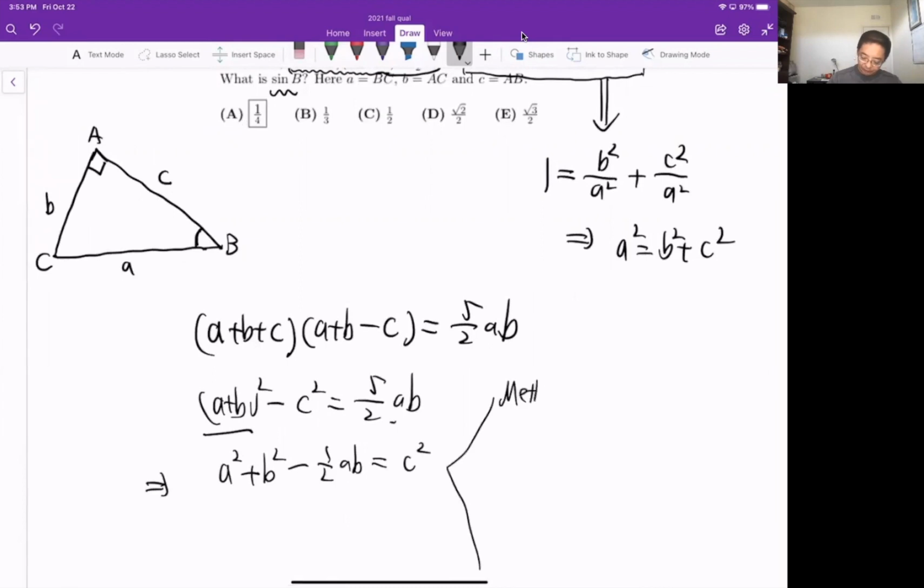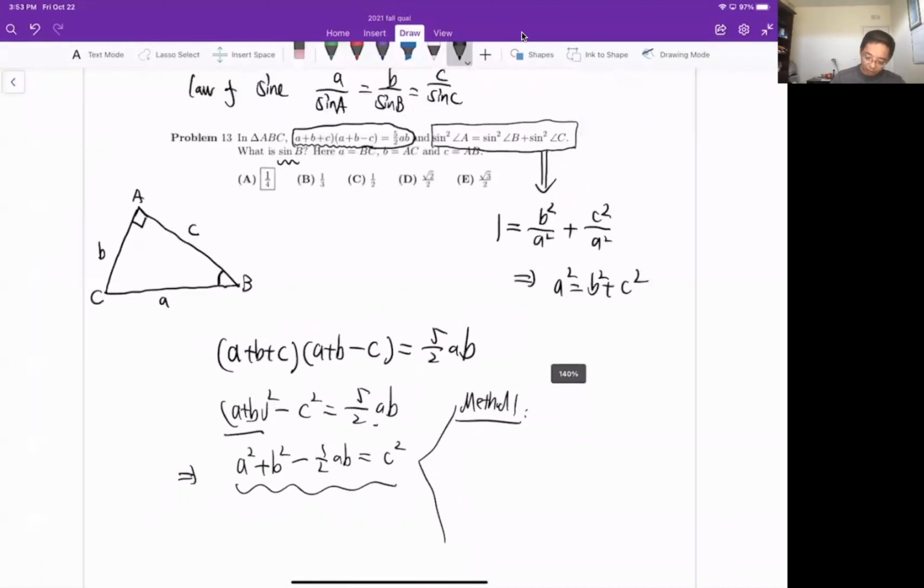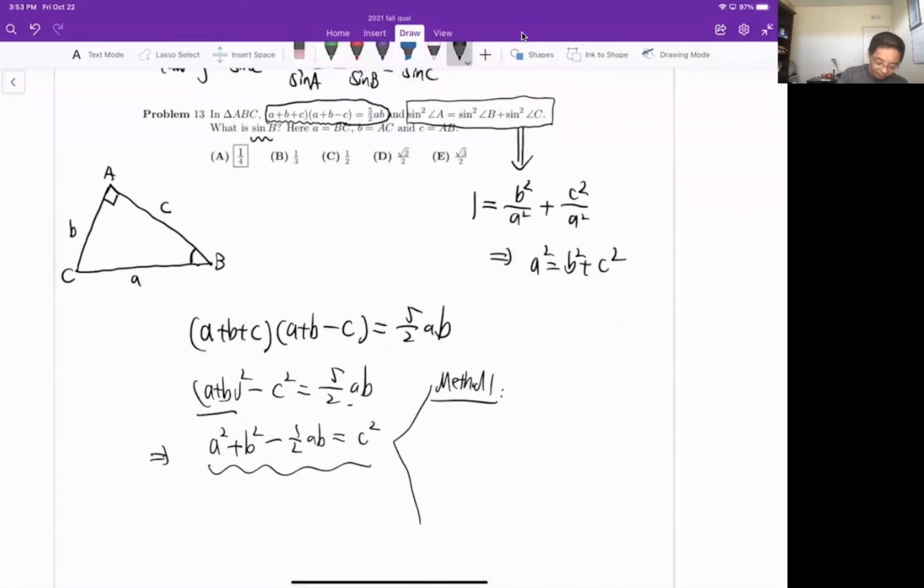Method one. When we look at this expression, we quickly realize this just tells us the law of cosine, right? If we recall the law of cosine, the law of cosine says this. Let's recall the law of cosine in general.